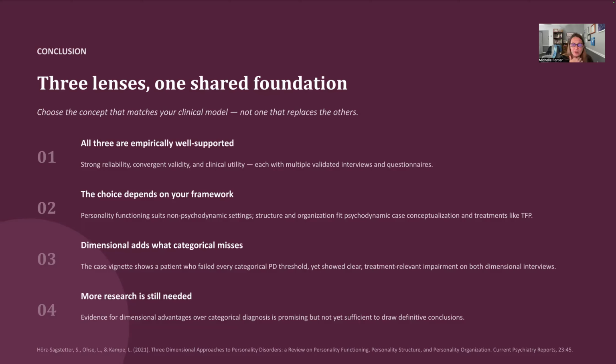Dimensional adds what categorical misses. The case vignette shows a patient who failed every categorical personality disorder threshold, yet showed clear treatment-relevant impairment on both dimensional interviews. And the fourth takeaway from this is more research is still needed. Evidence for dimensional advantages over categorical diagnosis is promising, but not yet sufficient to draw definitive conclusions.